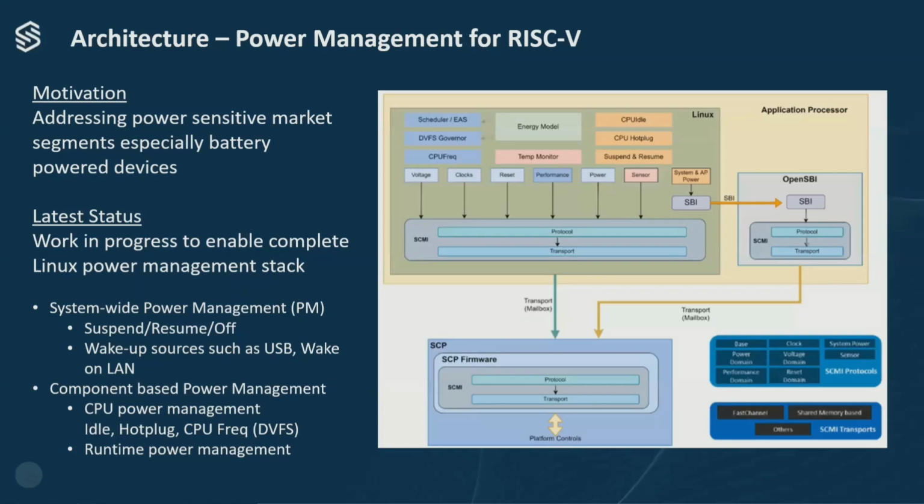The diagram on the right is our design today. It encompasses three components: Linux, OpenSBI, and the system control processor firmware. OpenSBI is there to ensure that some privileged actions can be controlled. The SCP was designed to ensure better abstraction to the operating system, where Linux will not need to be changed when we change the hardware of a particular platform.